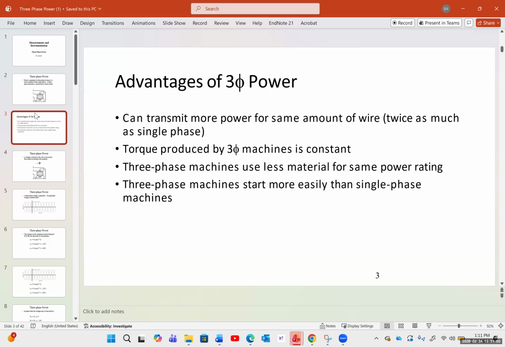The reason that we don't use 2-phase because the phase difference between the angle is 90 degrees. It's going to be 180 degrees. For 4-phase, it's going to be 90 degrees, and there are going to be some technical difficulties over there.